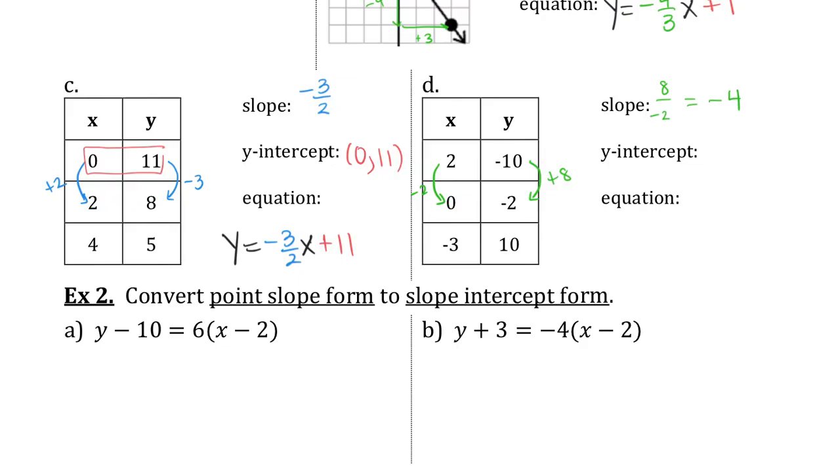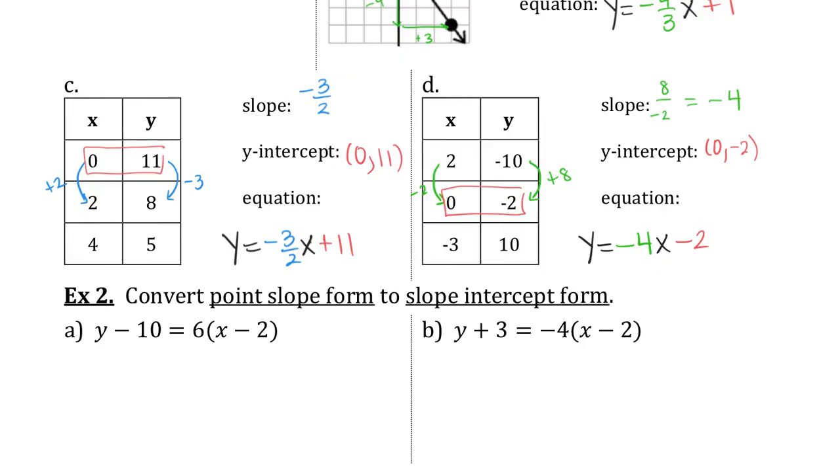Okay, y-intercept. 0 comma, there it is, negative 2. Okay, so what's my equation? My equation is y equals mx plus b, minus 2. So y equals negative 4x minus 2.